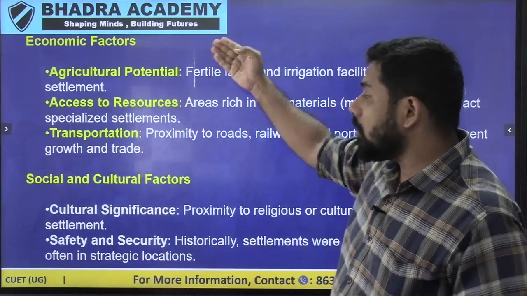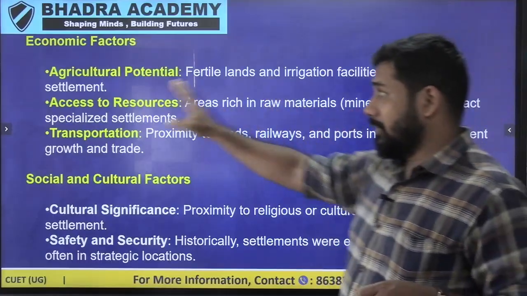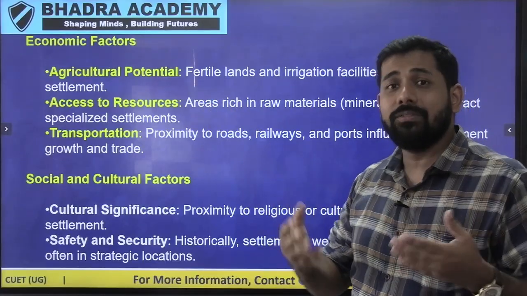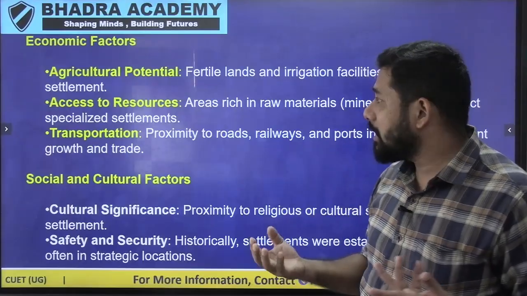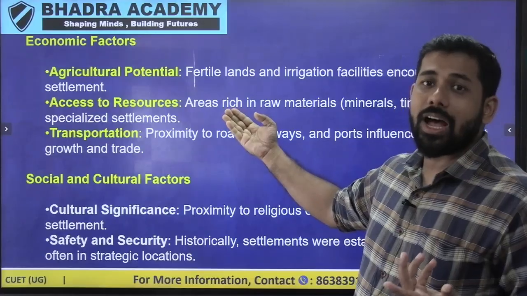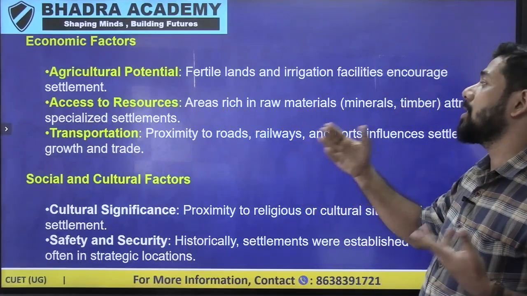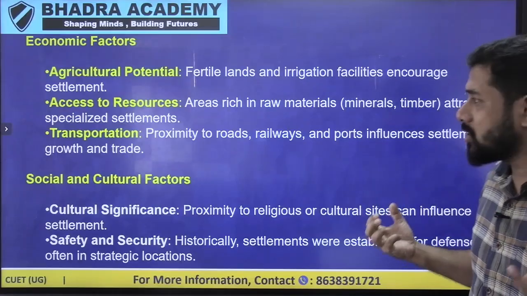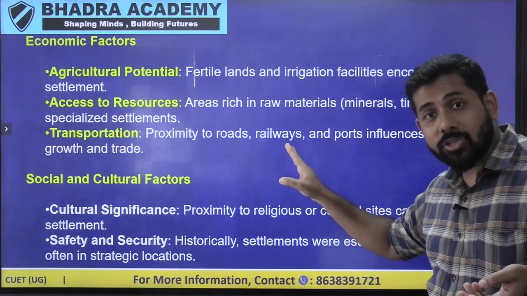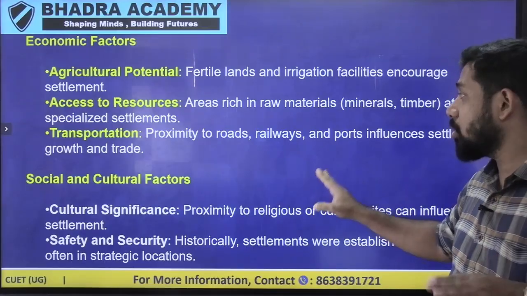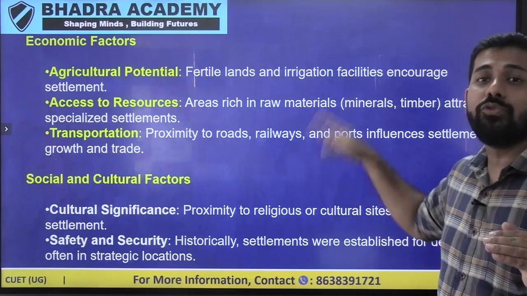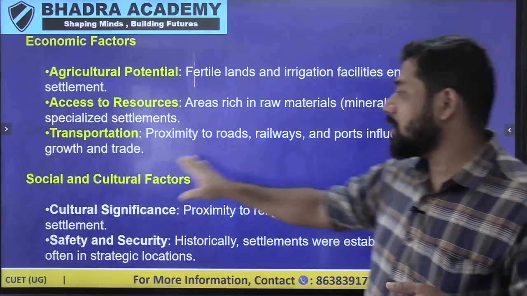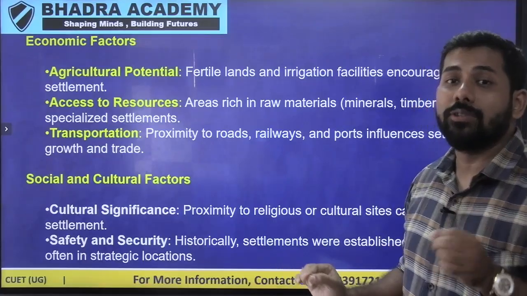But if I talk about economic and socio-cultural factors, in economic factors, of course, agriculture potential is required. And how is agriculture potential determined? By observing whether the soil is fertile or not. Likewise, access to resources. For example, areas which are rich in raw materials, such as minerals or timber, will attract more rural population. Likewise, transportation, whether there are roads or railways or ports nearby or not. These are also determining factors which decide what kind of production will occur there, right? Likewise, socio-cultural factors also influence the rural population.